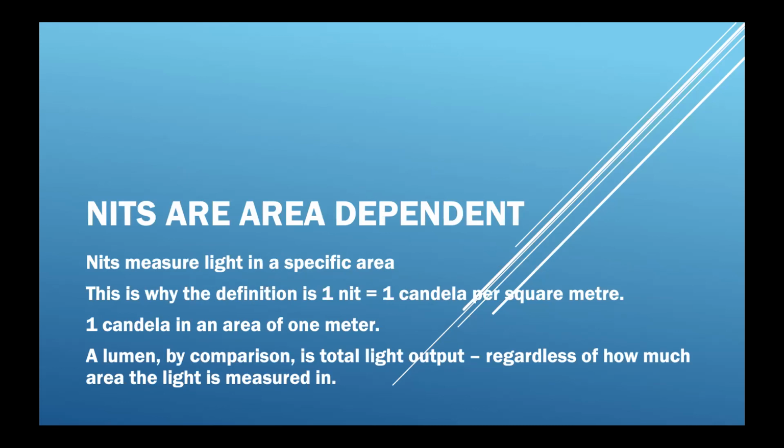Nits are area dependent. So one of the differences between nits and lumens is that nits measure 1 candela per square meter. So it's actually a specific area, whereas a lumen is, like I said, all the light that comes off that light source from any direction, all right? Whether or not you can see that light, whether it's going off inside the cabinet or whatever, it doesn't matter. They count that for lumens.